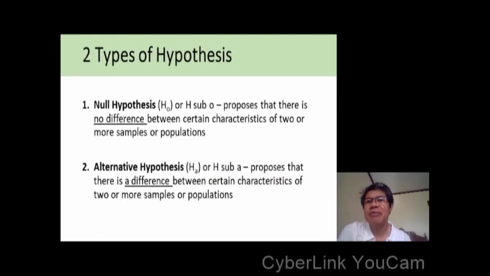Now, there are two types of hypothesis. The first one is null hypothesis with a symbol of H sub O. This one proposes that there is no difference between certain characteristics of two or more samples or populations. Whereas alternative hypothesis, or H sub A, proposes that there is a difference between certain characteristics of two or more samples or populations.